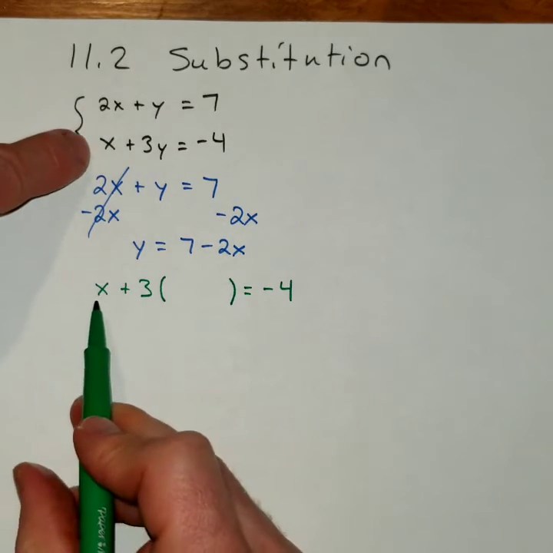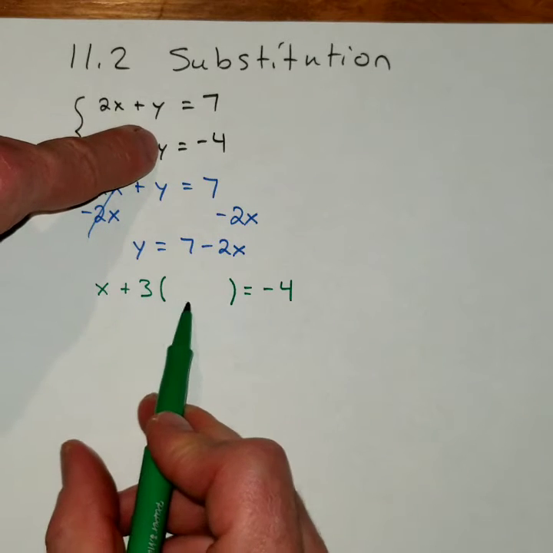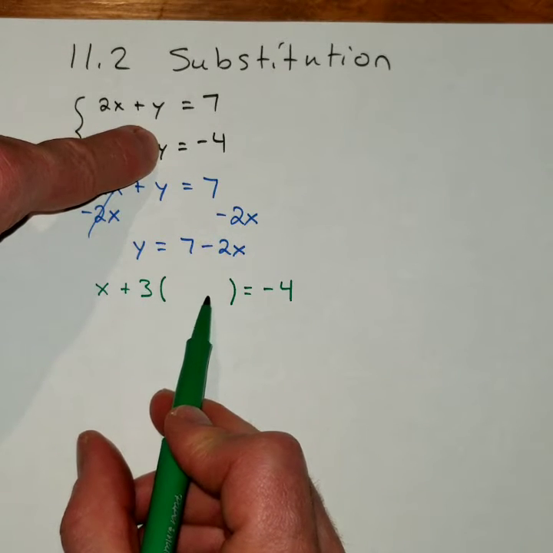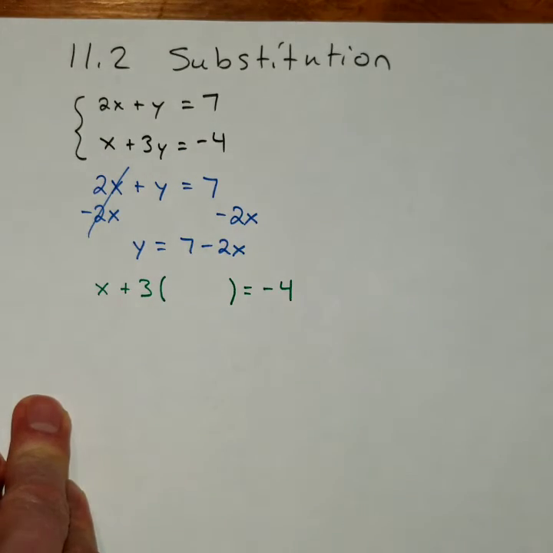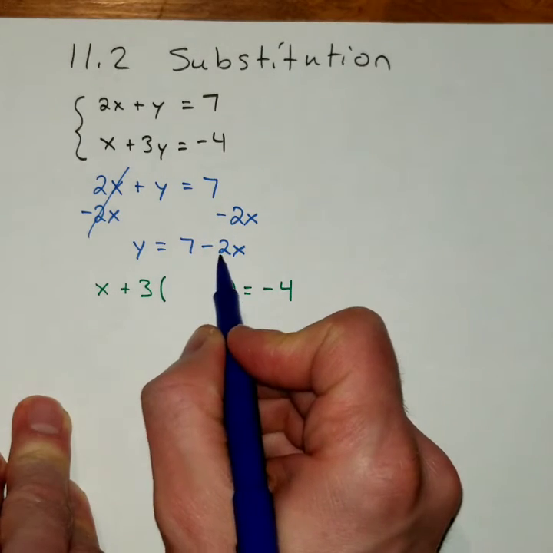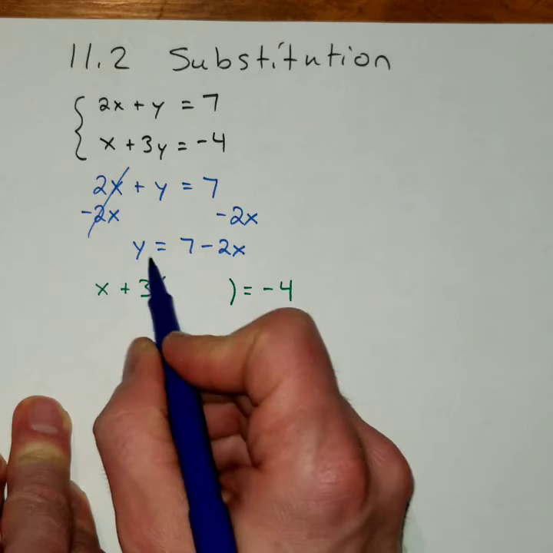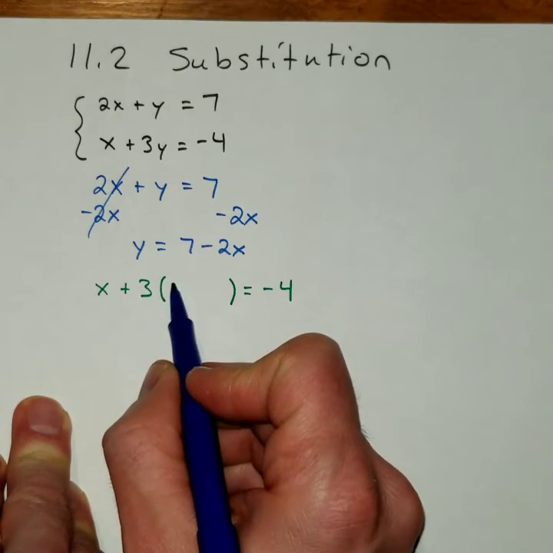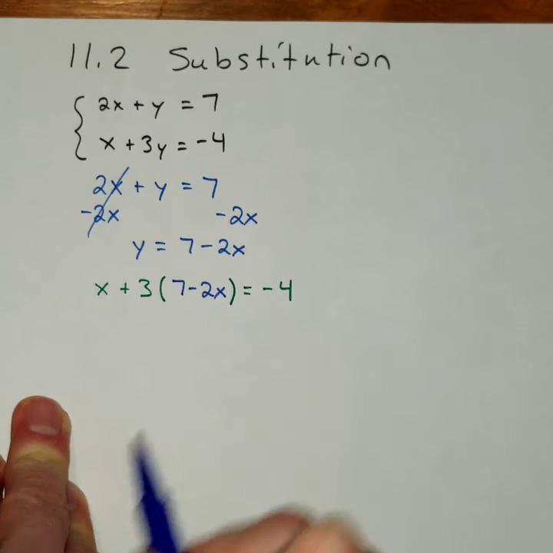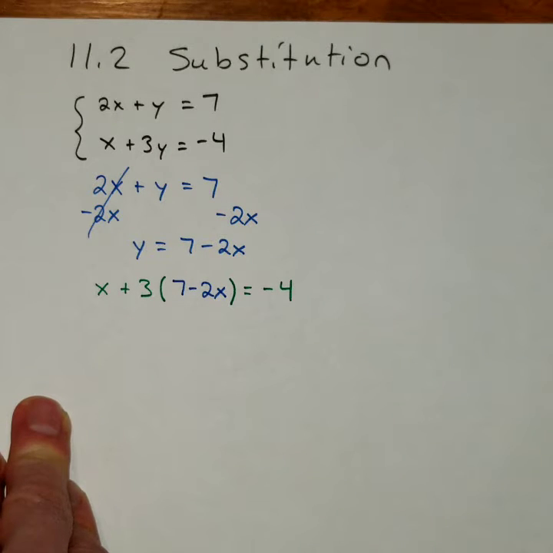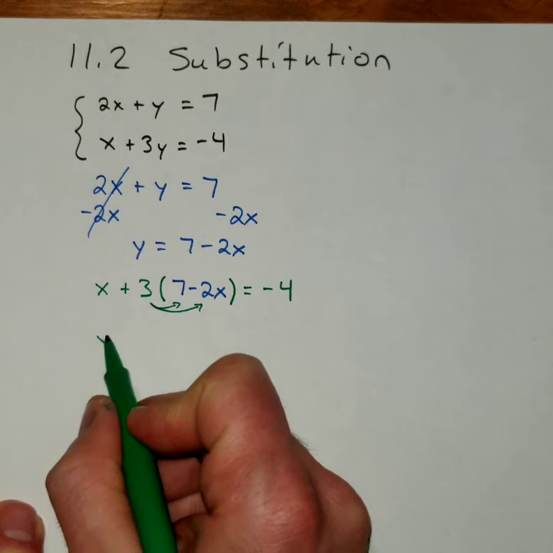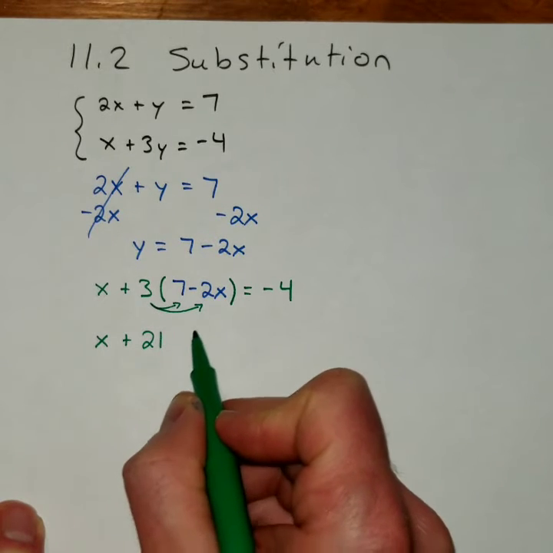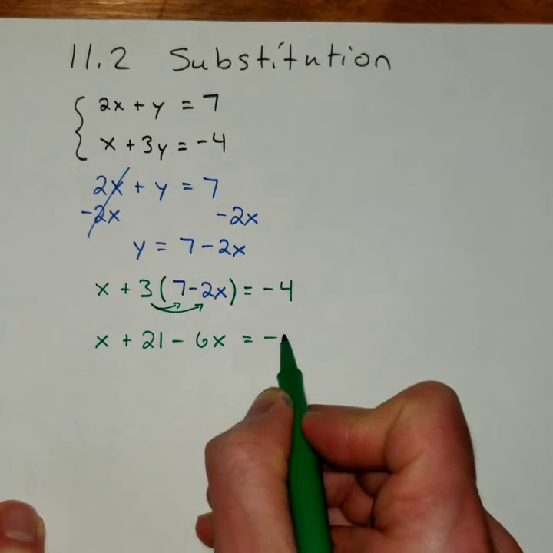Okay, so now if you follow this along, it's x plus 3y, this whole blank spot is y, equals negative 4. And then we take this expression for the other y and plug it in. So y becomes the y in the other equation, 7 minus 2x. Then we can distribute and solve. You guys remember how to distribute. Distribute the 3 into the parentheses. You get x plus 21 minus 6x equals negative 4.